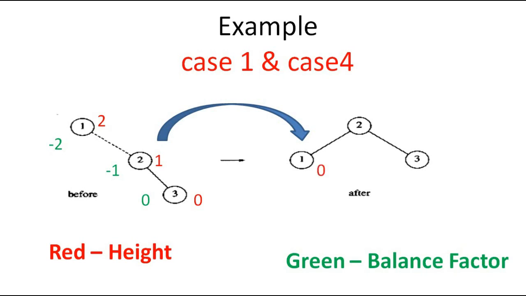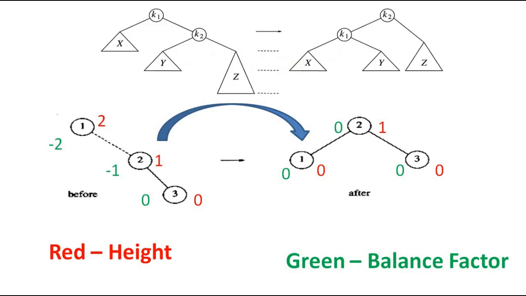Now check the rotation. Height of the 1 is 0, height of the 3 is 0, root node 2 is 1. Then we will check the balance factor. 1 balance factor is 0, 3 balance factor is 0, and 2 balance factor is 0. Now, how is this rotation happened? For this, we have to refer a rotation, which is in the case 4.